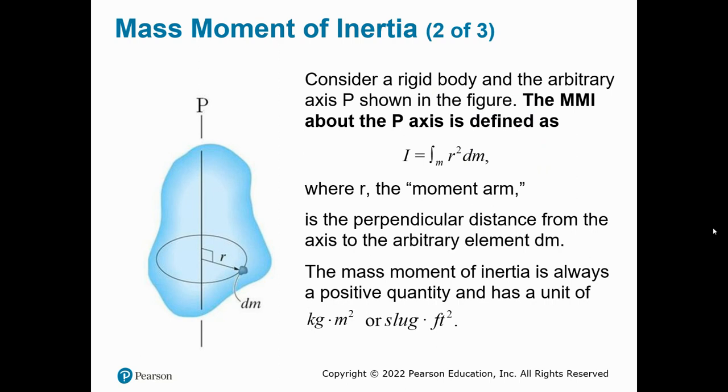Consider a rigid body and the arbitrary axis P shown in the figure. The MMI about the P axis is defined as I equals the integral of r squared dm, where r is the moment arm, the perpendicular distance from the axis to the arbitrary element dm. The mass moment of inertia is always a positive quantity and has a unit of kilogram meter squared or slug feet squared.